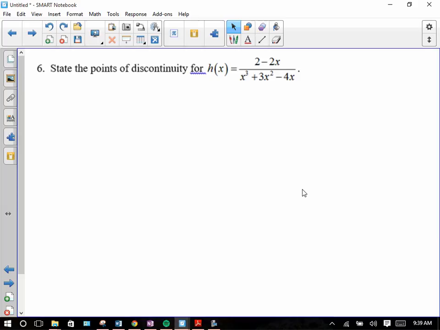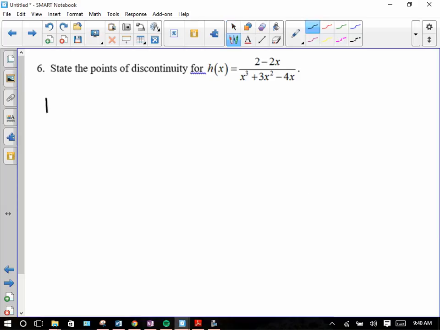Alright, so points of discontinuity. We have what type of function here? It's a rational function, because it has a denominator. Now, we know that points of discontinuity are going to occur when you have variables in the denominator, which we have. If you had a square root, you would have to worry about that too. So points of discontinuity are going to be where the denominator is equal to what?